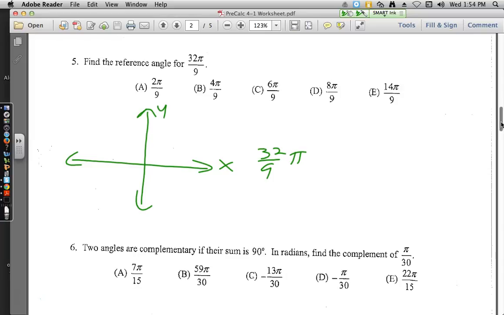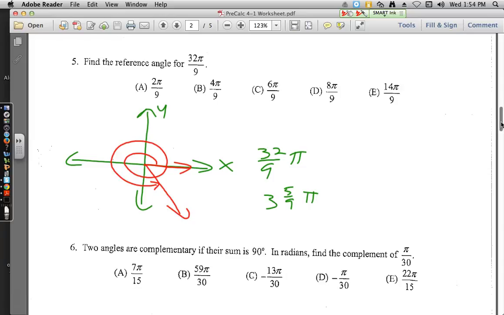So 32 divided by 9. 9 goes into 32 3 times. That gives you 27. So we would have 3 and 5 ninths pi for number 5. And you go to your drawing. And we have 1 pi, 2 pi, 3 pi, and now we need to go 5 ninths of the way across. And that's going to be more than halfway because 4.5 would be half of 9. So we're going a little bit over that with a 5.